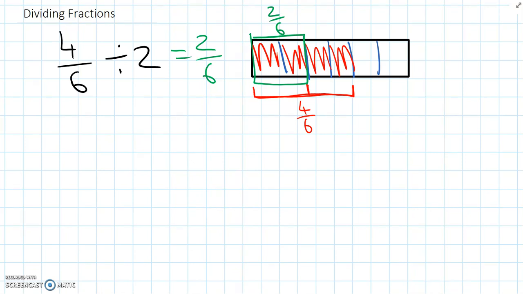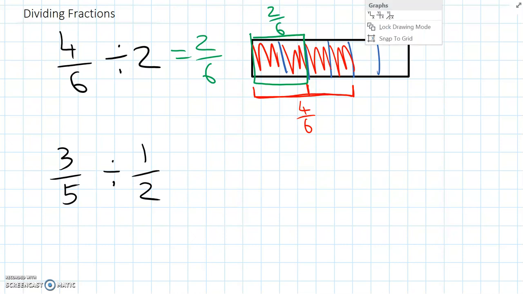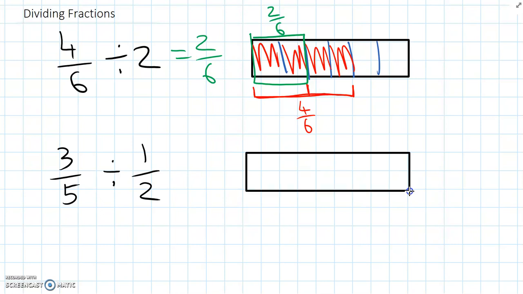They do get harder, something like 3/5 divided by 1/2. So for these, we need to actually think, what is the question asking? So we're saying, how many lots of 1/2 are in 3/5? So we'll start with our 3/5. Here's 3/5.